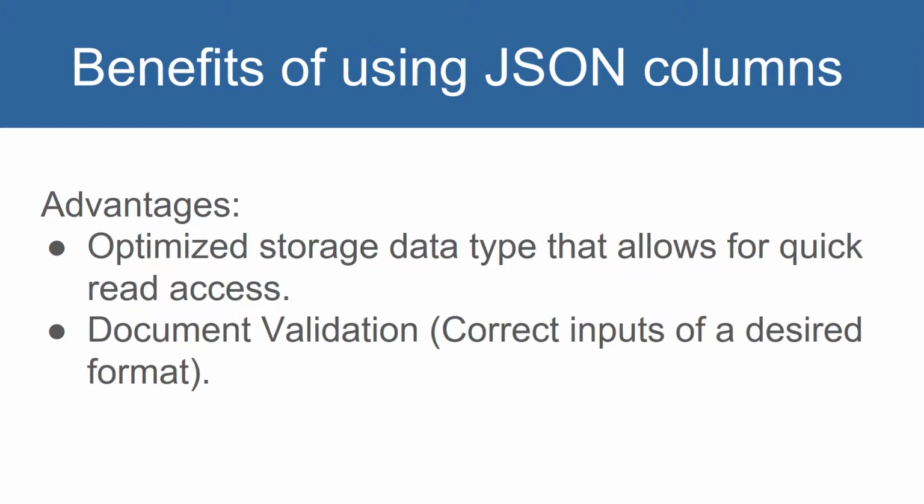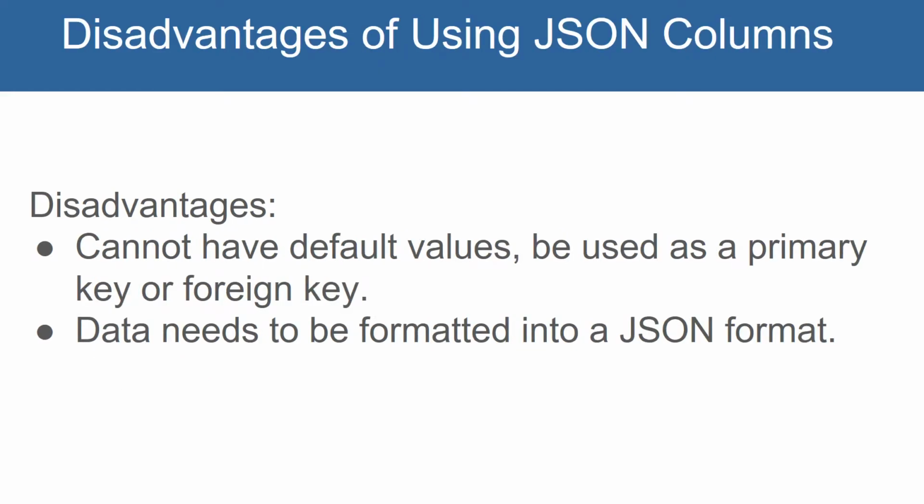So, benefits of using JSON columns. It's an optimized data storage format, allows for quick read access, and you have document validation, so you don't have to worry about the inputs, therefore they'll be well formatted after you create them. Now, for disadvantages, you can't have default values, you cannot use JSON columns for primary keys or as foreign keys. All the data that is created into a JSON format needs to be well formatted beforehand, before you can create the column.